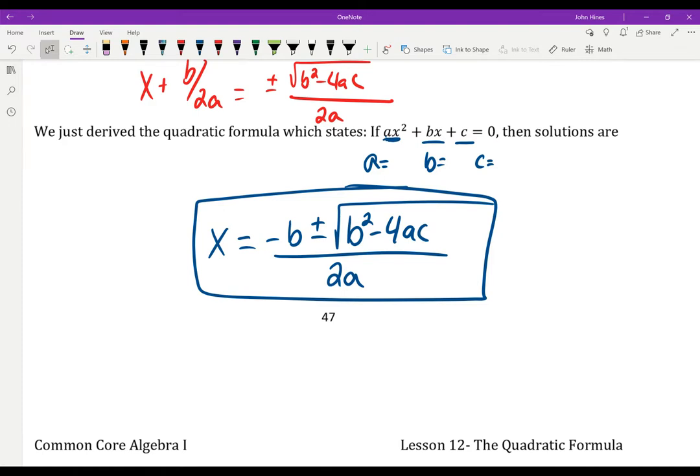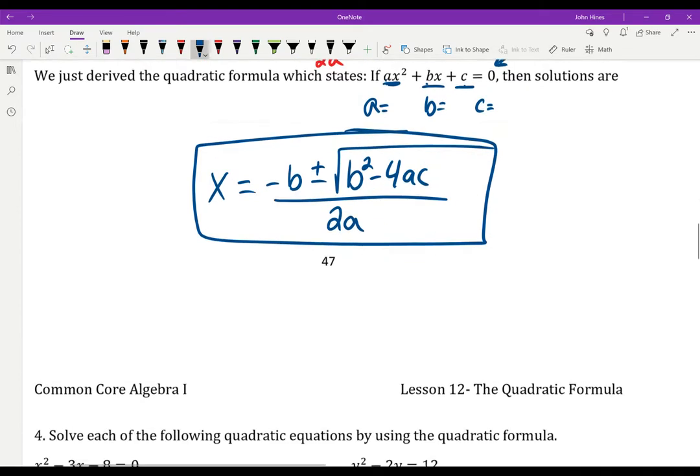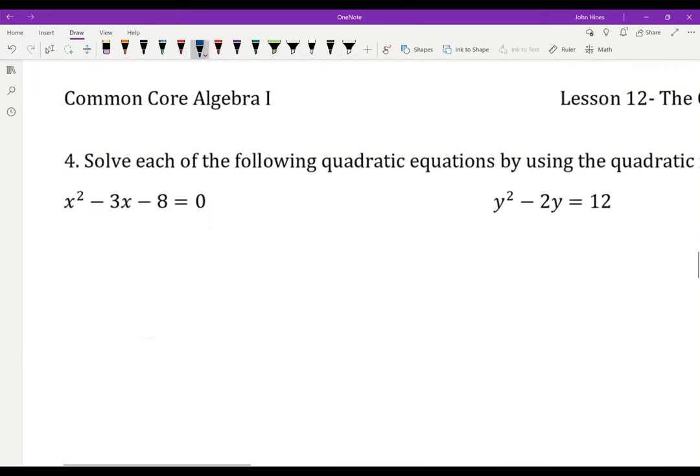So when we solve any quadratic equation, first thing is it has to be equal to 0, just like if we were factoring. And then you need to tell me what those three numbers are, and then we play everyone's favorite game, plug it in. We plug in to this formula, and it spits out the answers. So let's try it here.